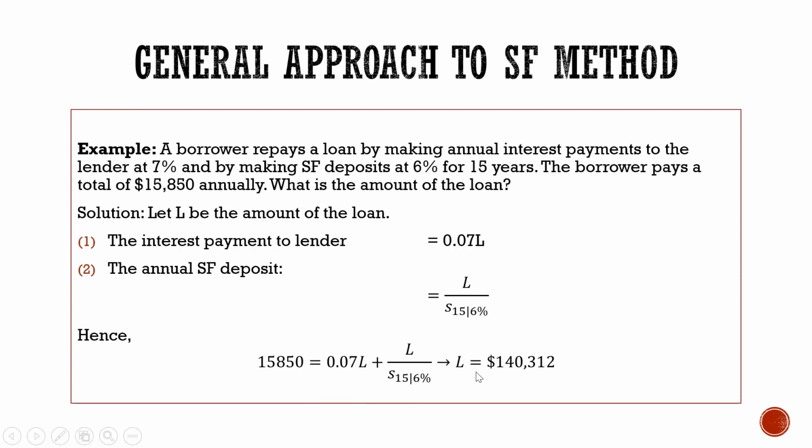We get L is $140,312. That means the amount of the loan is $140,312.